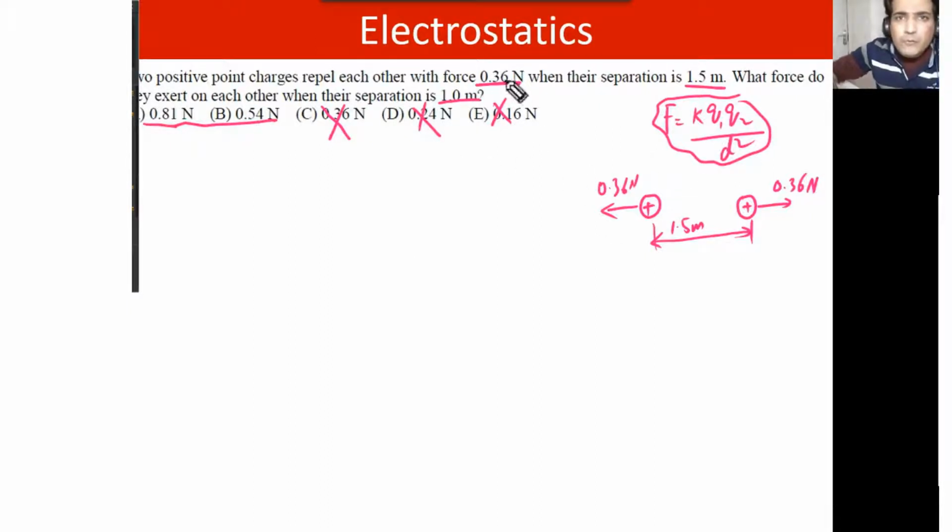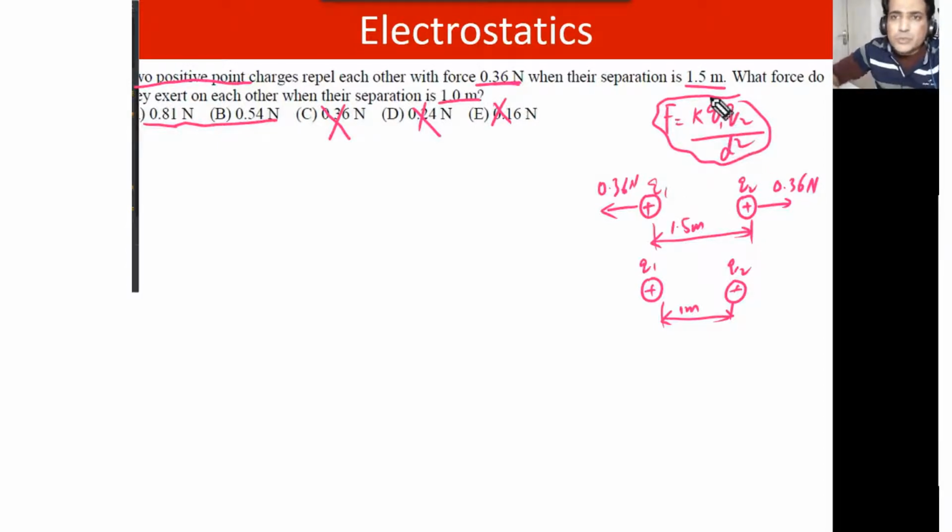Now, in this formula, we need to understand two positive charges. So the next situation is like this. We have this distance. Let me just explain this one. This distance is given to you. You see the charges are the same. This is Q1 and this is Q2. This is also Q1 and this is Q2.